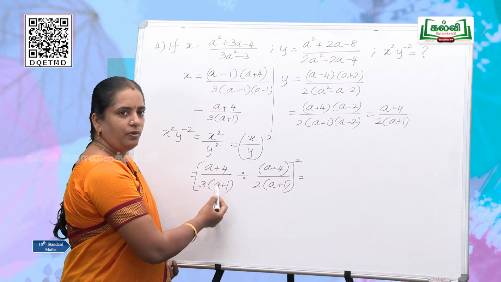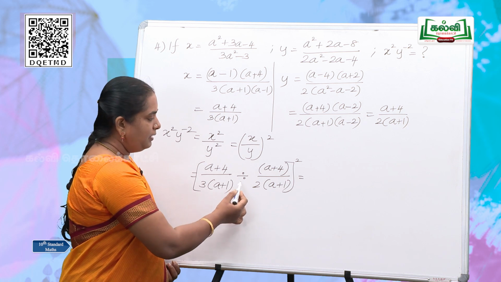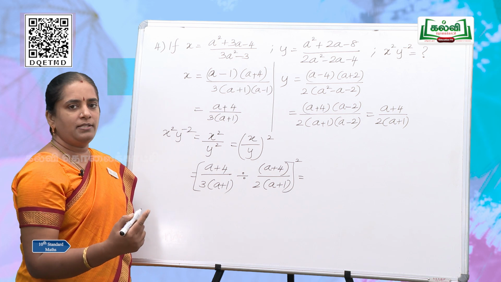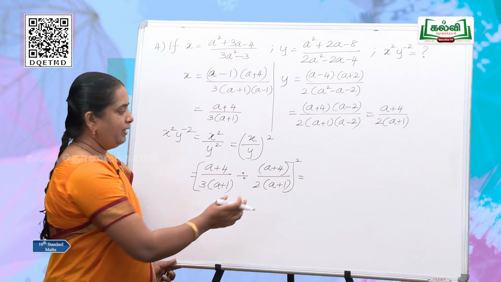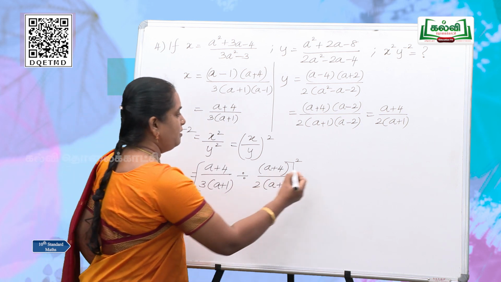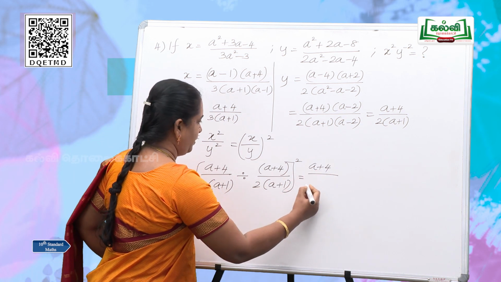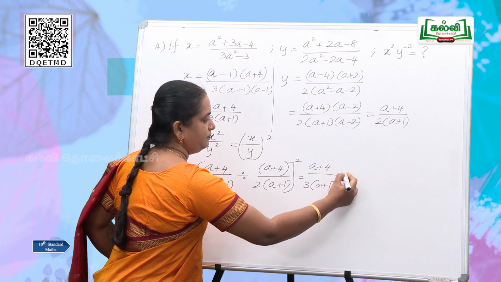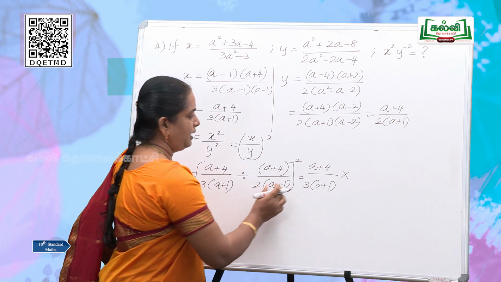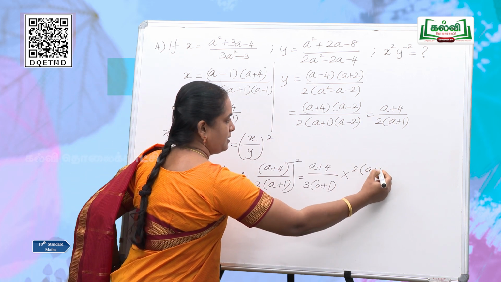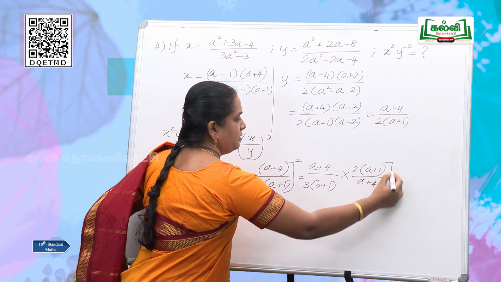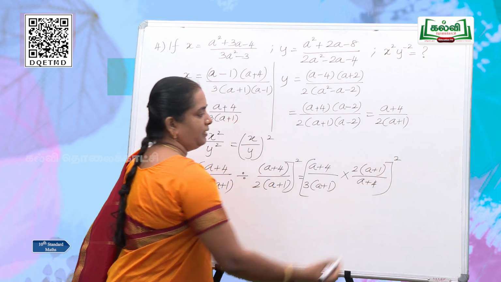See, a plus 4 by this fraction divided by this fraction. How will you convert? Division should be changed into multiplication and we have to take the reciprocal of the second rational expression. So, we can write it as a plus 4 by 3 into a plus 1, into 2 into a plus 1 divided by a plus 4. So, this should be given the whole square.